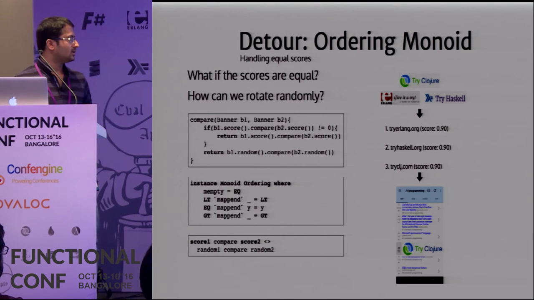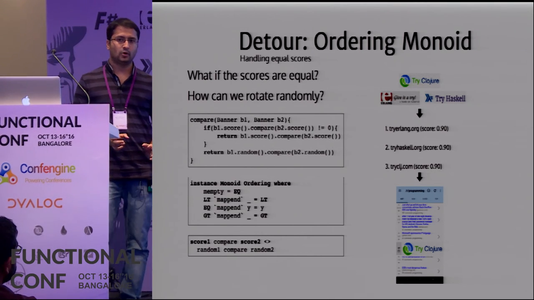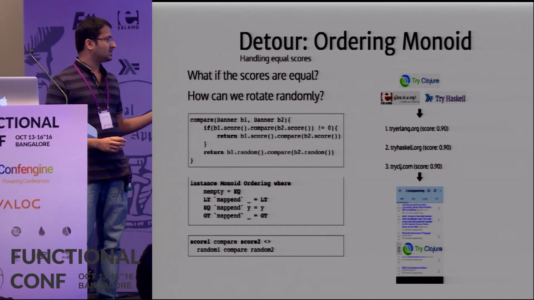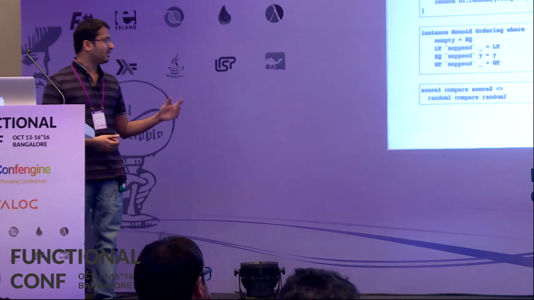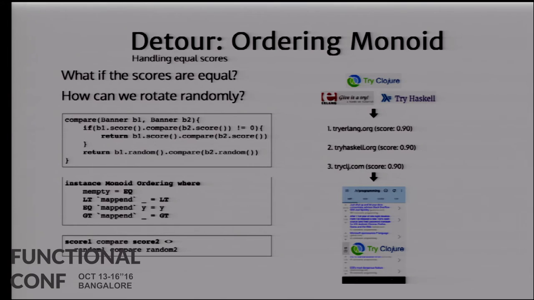So the way this ordering works is whenever you try to append two orderings together, if the first comparison returns less than or greater than, it is going to directly return. Whereas if the first comparison returns equal to, it is going to apply the second comparison. So with this, comparing two equally scored banners simplifies to this. You first compare their scores, and the operator that you see here is the monoid append operator, and then you compare the banners by some random attribute. So this will help you in easily rotating banners if the scores are equal.